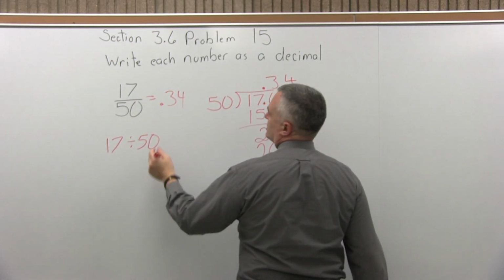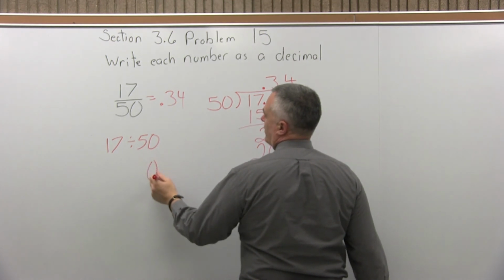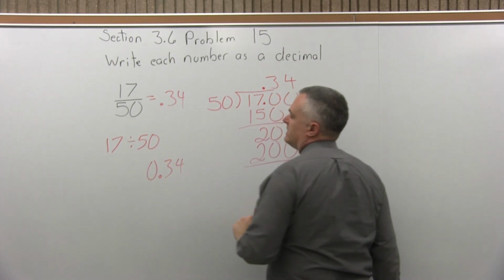And as with all of these, you can just put .34. If you prefer, you can put 0.34. It's the same either way.